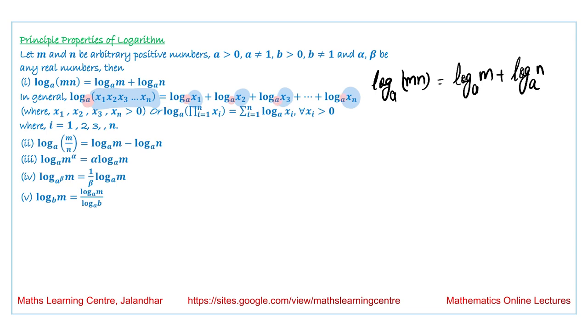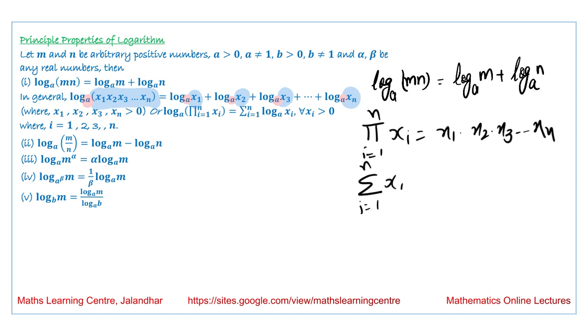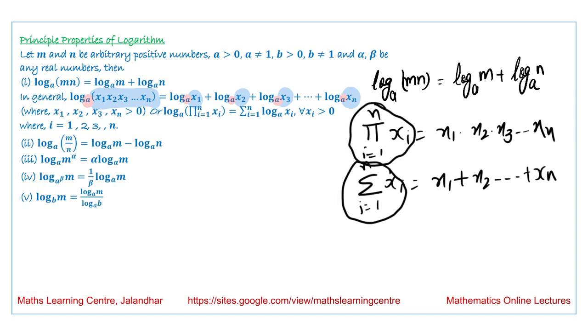And in the product notation, we are writing it as the product of i equal to 1 to n of xi. What this means is x1 into x2 into x3, so on up to xn. Summation notation is in this form: we are saying i equal to 1 to n of xi. This means x1 plus x2, so on up to plus xn. So this is the notation for sum and this is the notation for product.